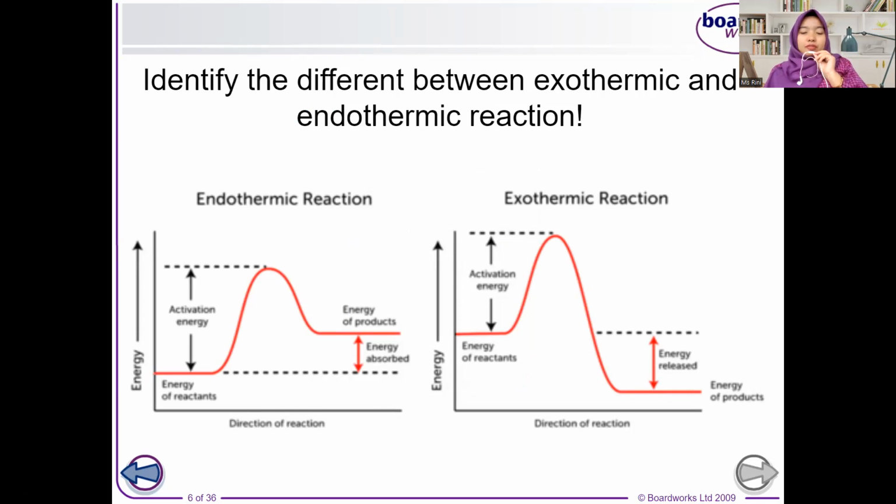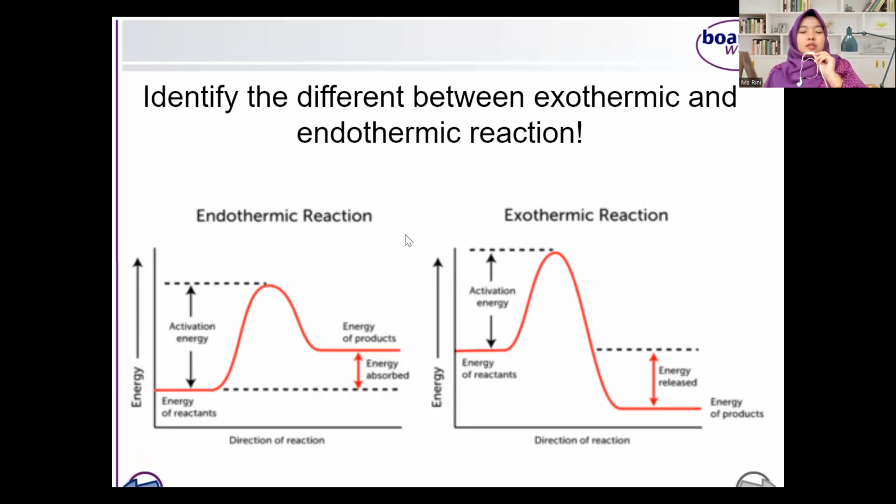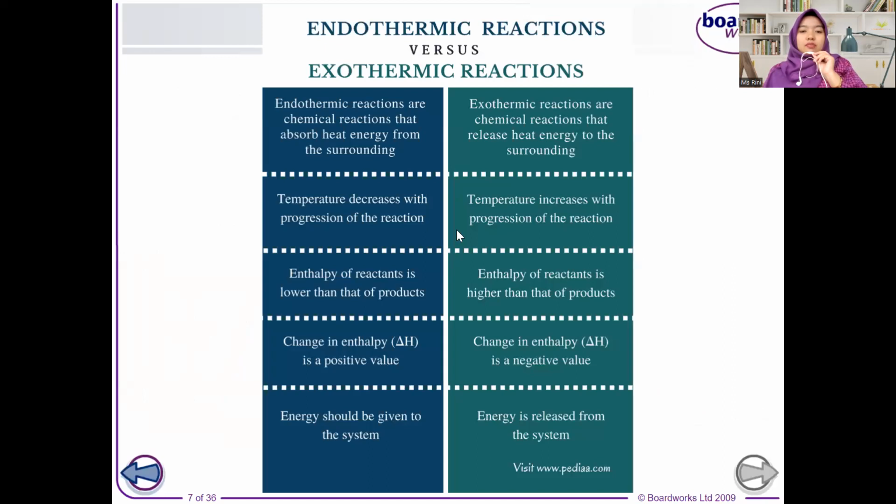Okay, I have two graphs here, and I want you to identify the difference between exothermic and endothermic reaction. Please observe the graph carefully. We have different energy of reactant level in a different reaction. For endothermic is here and exothermic is here. So based on that graph, we can identify several differences between endothermic and exothermic reaction.